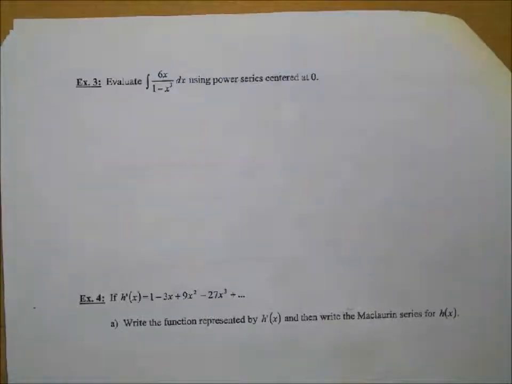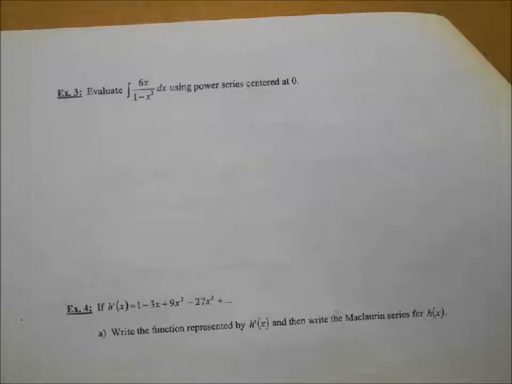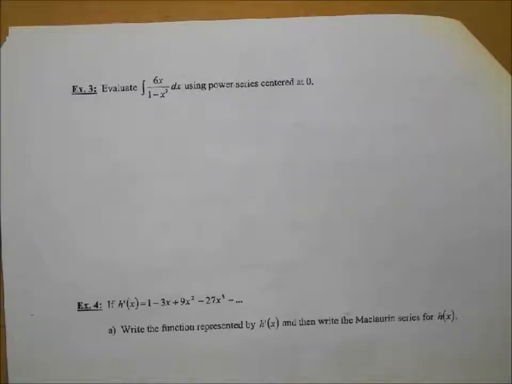So moving on here, evaluate the integral of 6x over 1 minus x cubed dx using power series centered at 0. Right? So this kind of integral we may not be able to do besides using power series. For example, a u substitution wouldn't work. We couldn't use it because if we let u be 1 minus x cubed, our du would be 3x squared. We don't have x squared, we just have x, right?